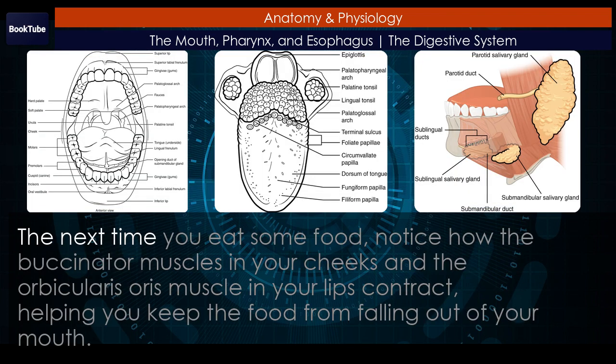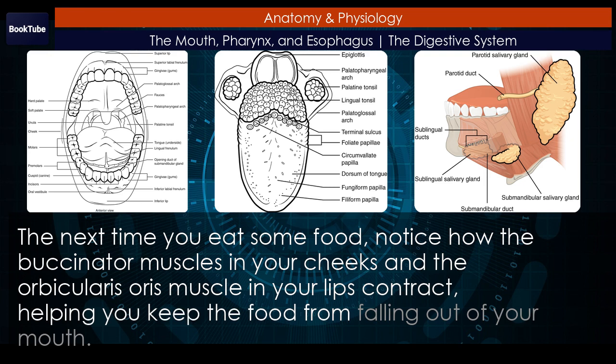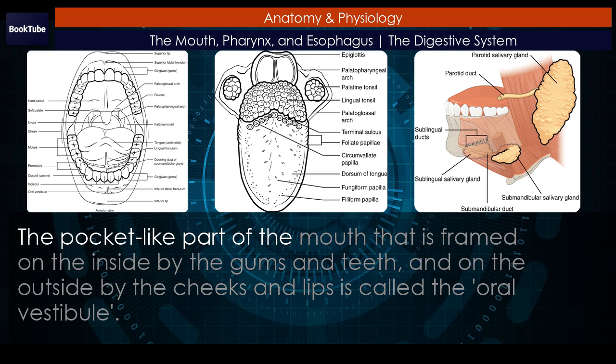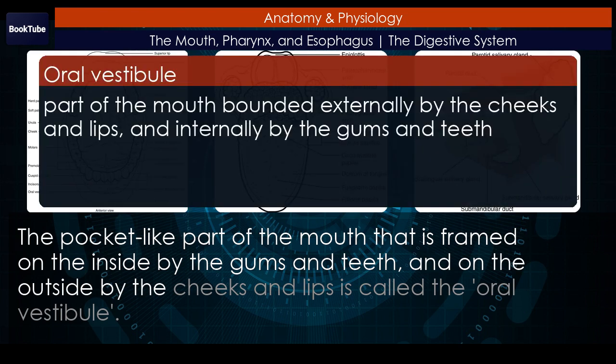The next time you eat some food, notice how the buccinator muscles in your cheeks and the orbicularis oris muscle in your lips contract, helping you keep the food from falling out of your mouth. Additionally, notice how these muscles work when you are speaking. The pocket-like part of the mouth that is framed on the inside by the gums and teeth, and on the outside by the cheeks and lips, is called the oral vestibule.